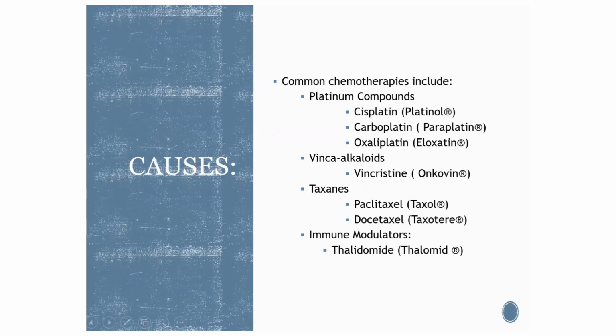Some common chemos that are often implicated in chemotherapy-induced peripheral neuropathy: you have platinum compounds, so your cisplatin, carboplatin, oxaliplatin, and your vincristine, which is a vinca alkaloid. And then Taxol and Taxotere are the common ones that we hear of that patients often have a lot of symptoms with, as well as thalidomide, which is an immune modulator.